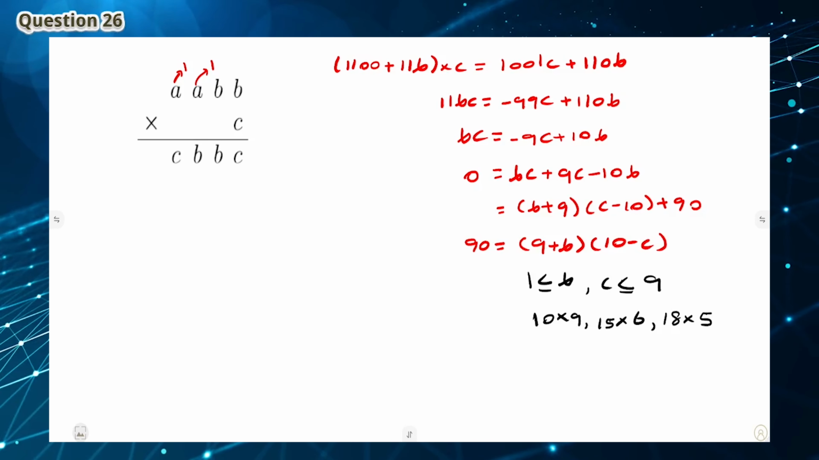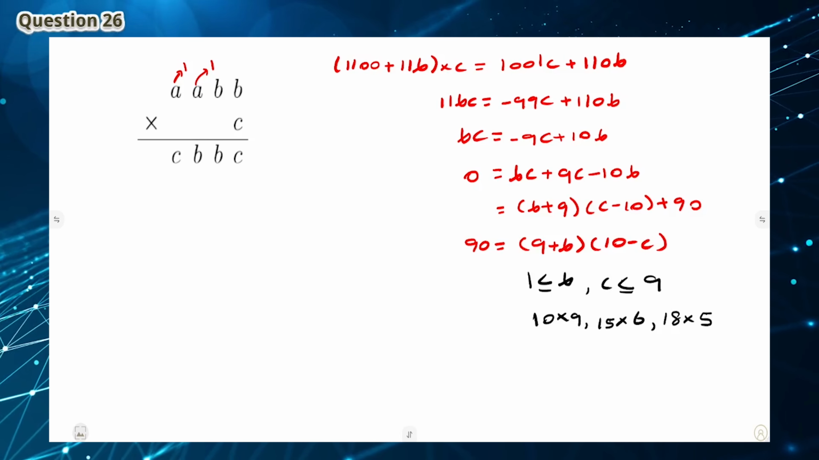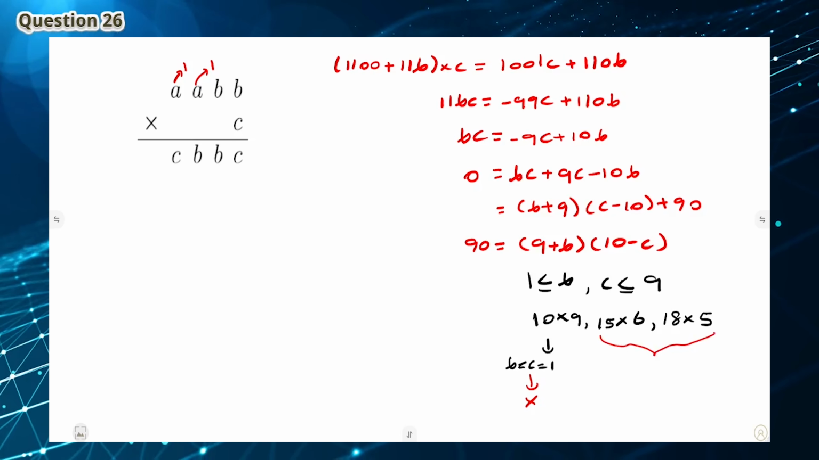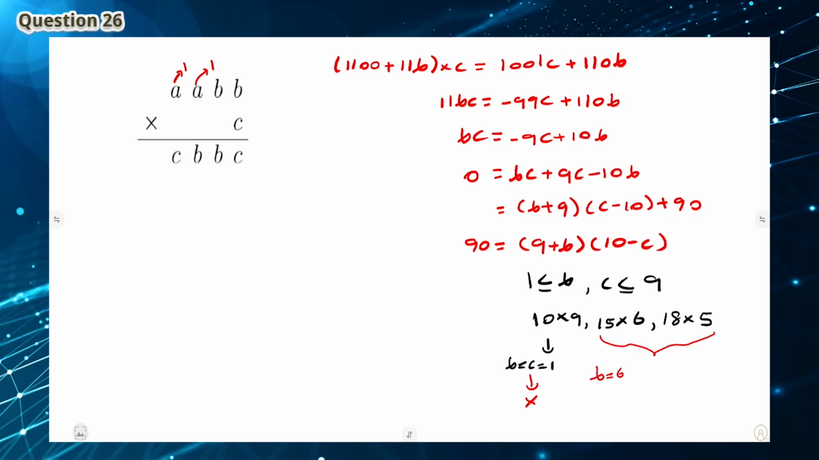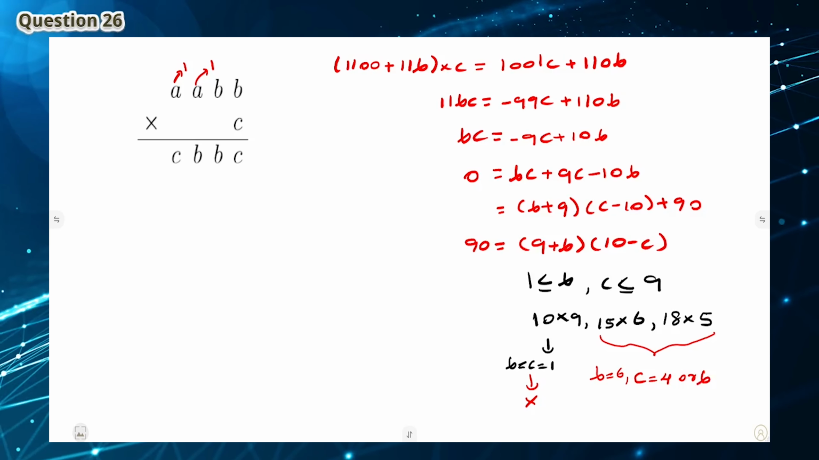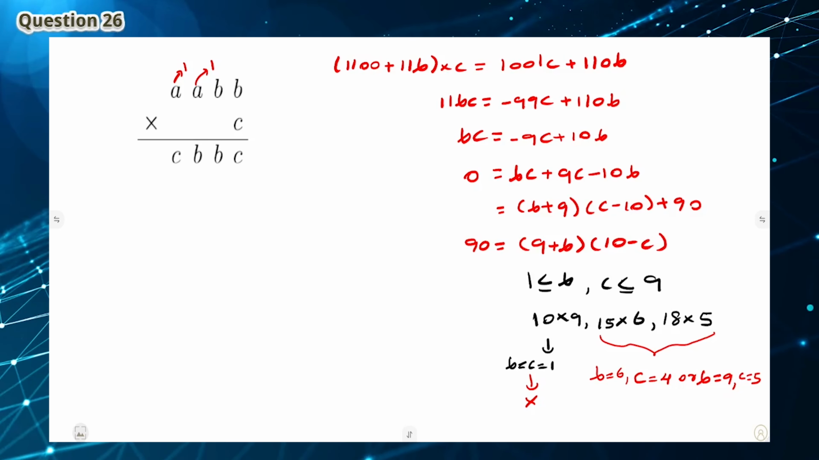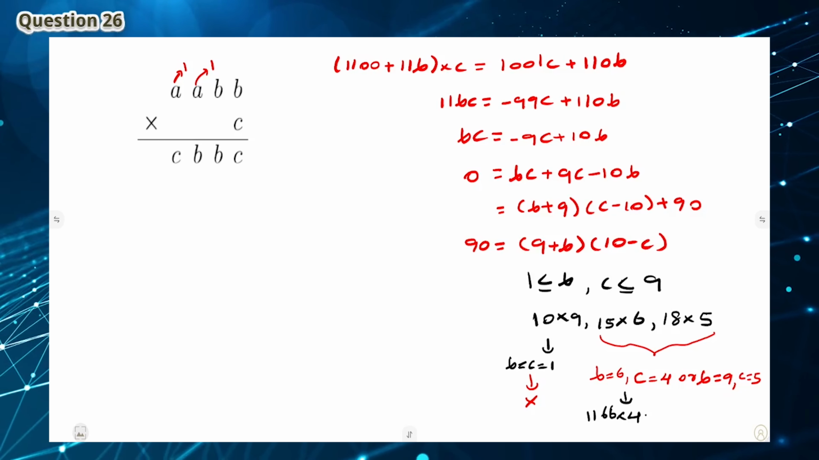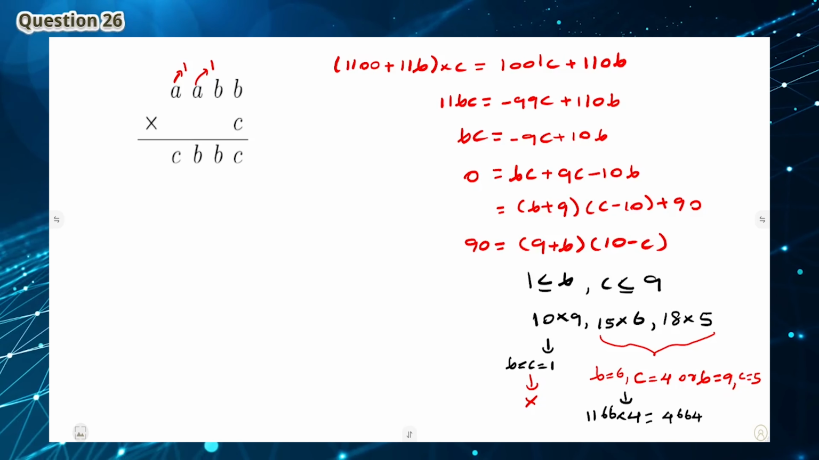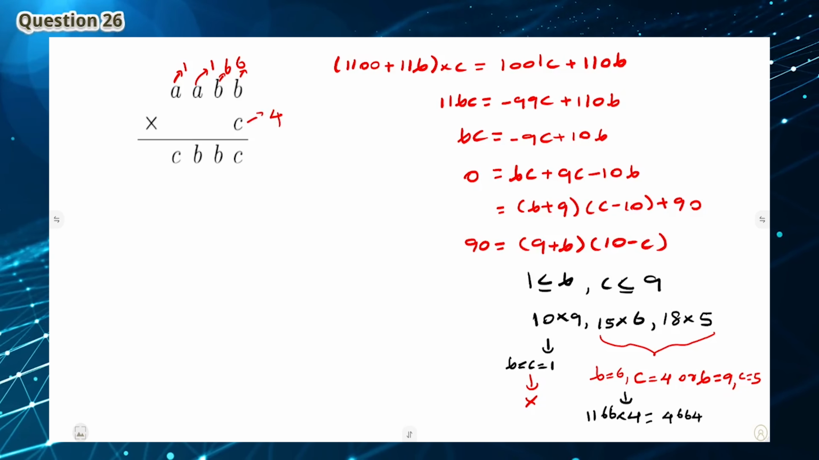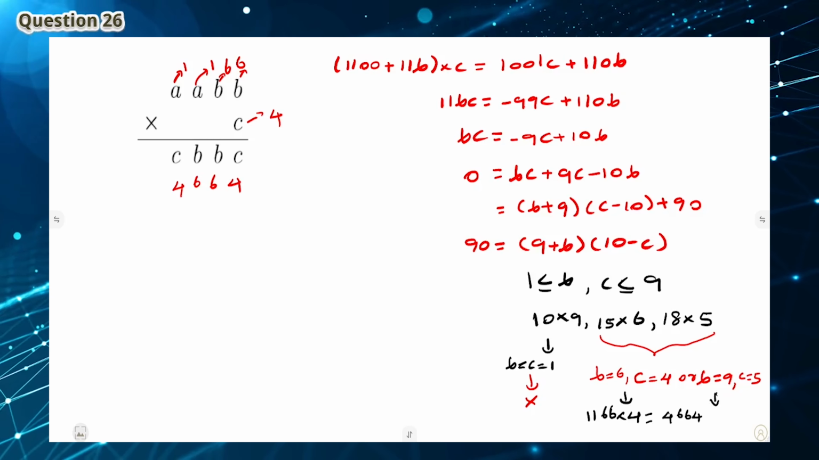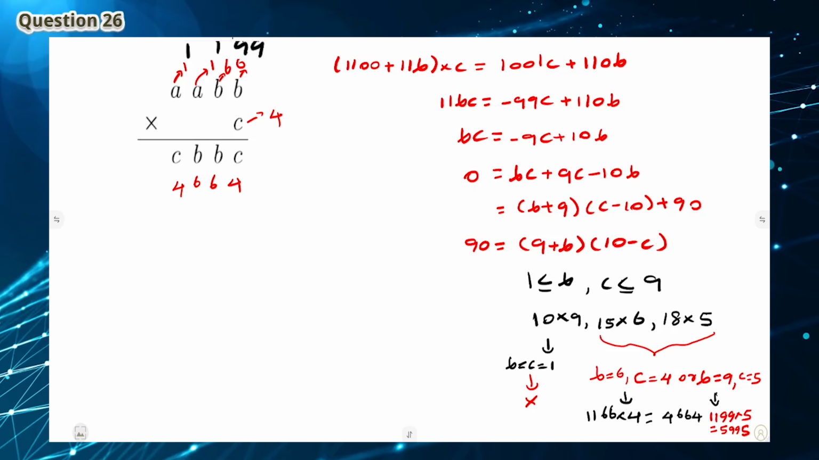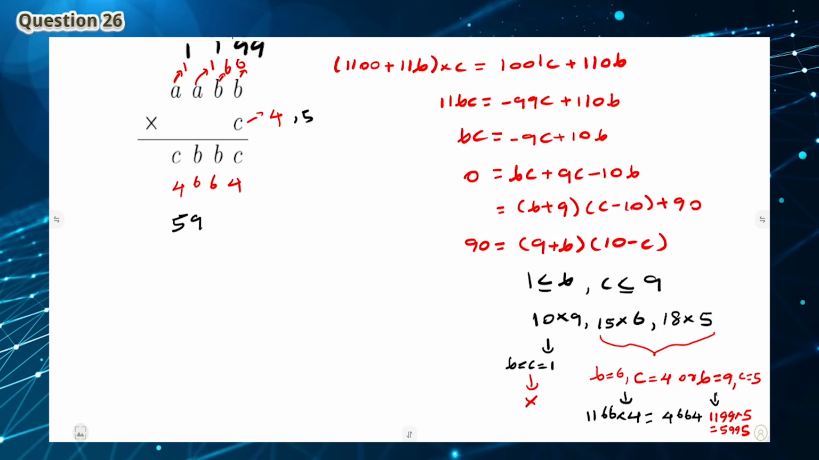However, the first factorization, 10 times 9, gives a solution where b and c are both equal to 1, which has repeated digits. This means that the second or third factorization is correct. So b is either equal to 6 and c is equal to 4, or b is equal to 9 and c is equal to 5. We can put this back into the equation. 1166 times 4 is equal to 4664. And 1199 times 5 is equal to 5995. Both of these are valid solutions to the puzzle.